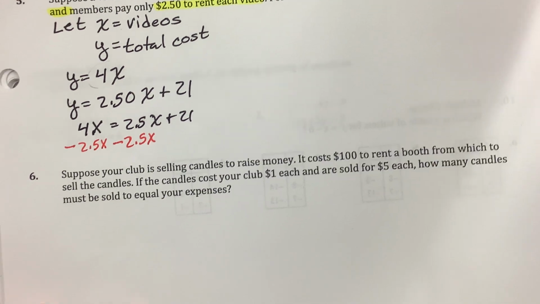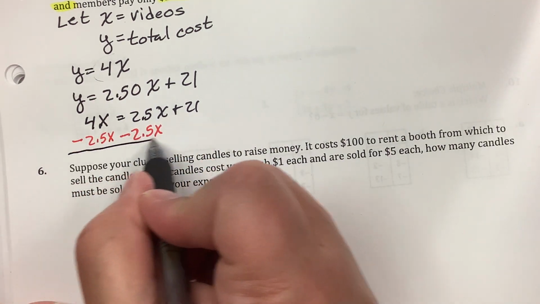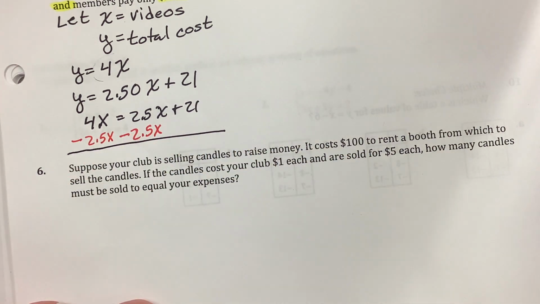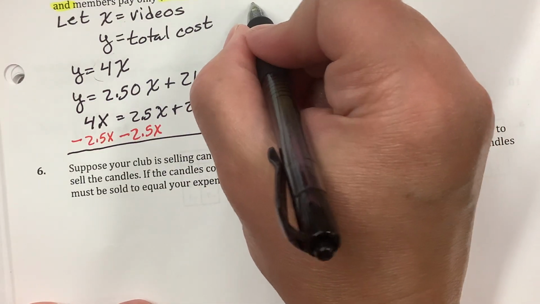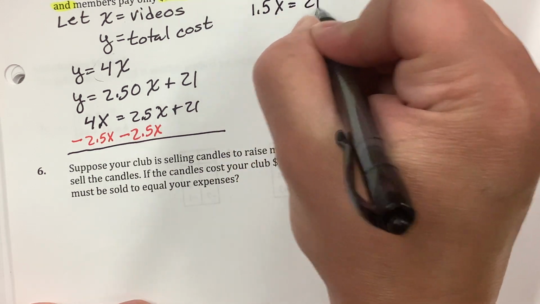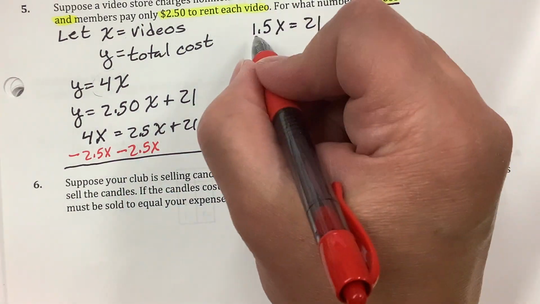Here we go. 4 minus 2 is 2. 2 minus a half, 1.5. So $4 minus 2.5 is 1.5x equals $21. Okay, divide by 1.5.